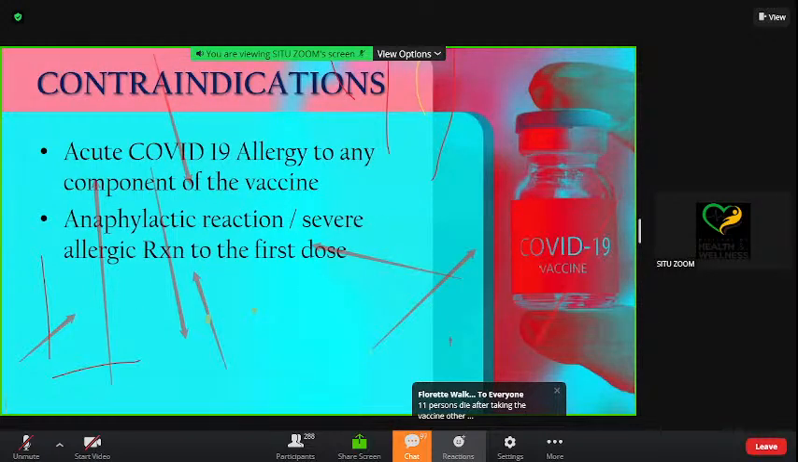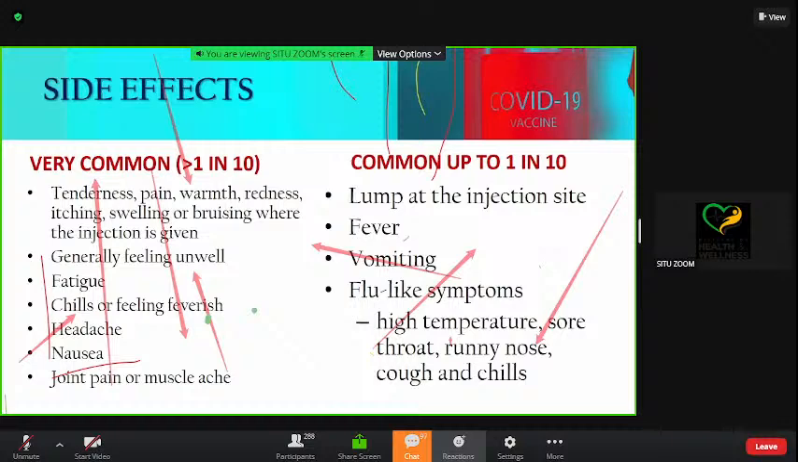We spoke to the contraindications already, and we are at side effects. Everybody wants to know what the side effects are. Yes, they are there. There are some common side effects that we expect.